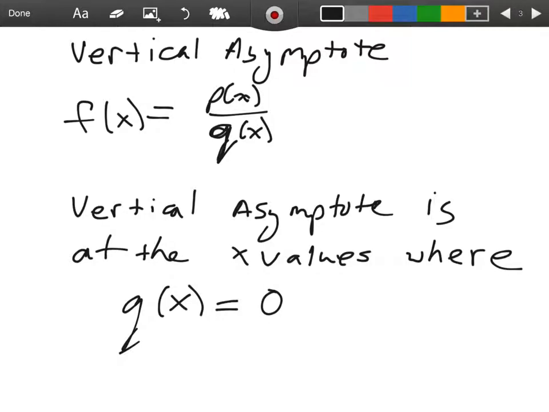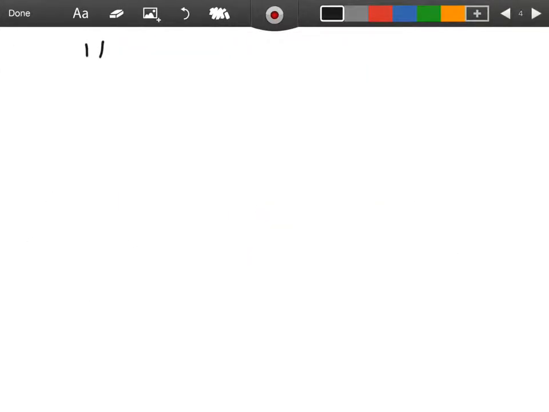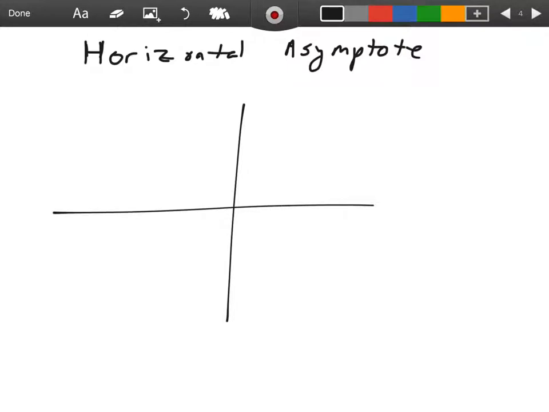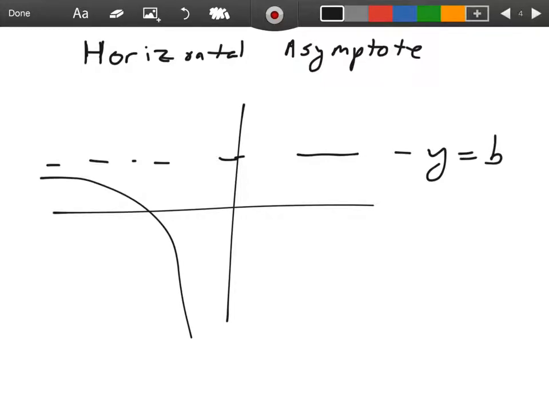Okay? Then we also have horizontal asymptotes. We'll do some examples here in a second. But we also have horizontal asymptotes. Okay, so we have some, this case is going to be some y value where they never actually touch it. So how do we find those?